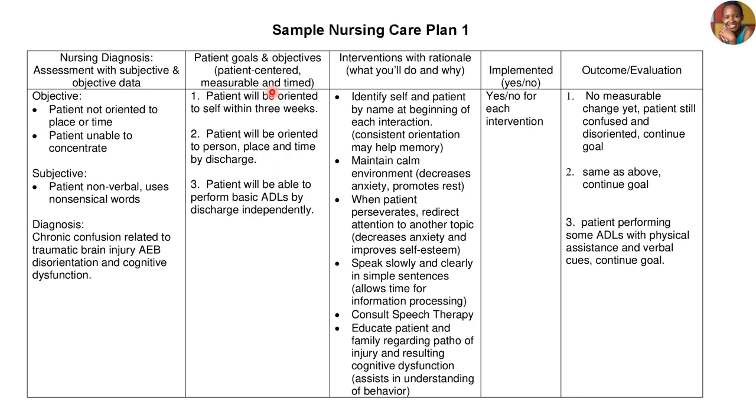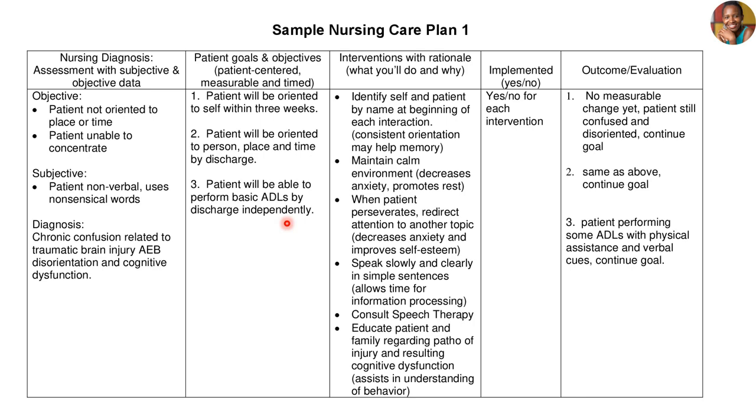Then on the goals and objectives, here you are simply telling us what you expect to improve on your patient as you're implementing the care plan. So here we have patient will be oriented to self within 3 weeks, you see. So we said 3 weeks, this is a long-term goal. Patient will be oriented to person, place and time by discharge time, and patient will be able to perform basic ADLs by discharge independently.